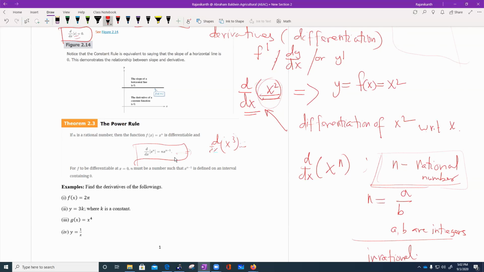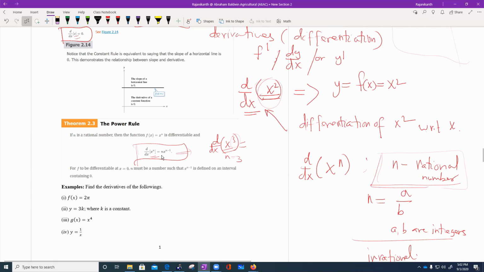The formula says that yes, you could find the derivative of x to the power n. If you compare your problem with the formula, instead of n, now I have 3 here, right? Do you see that? So simply use that formula, plugging 3 for n. So n is now 3, right?